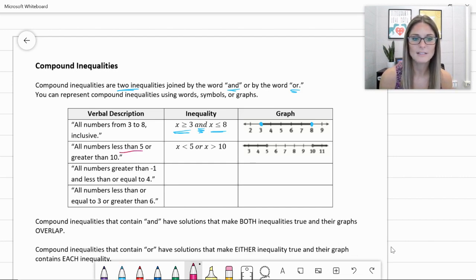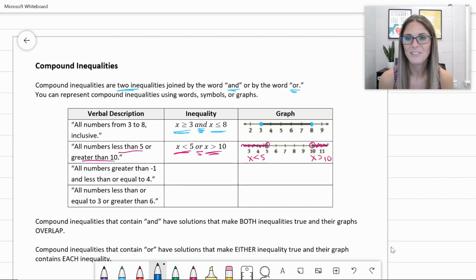Let's look at the second example. All numbers less than 5 or greater than 10. That would look like all the x values that are less than 5, or, that's pretty obvious, all the numbers that are greater than 10. X is greater than 10. Look at our graph. We do have open circles. It's pretty faded, but it's an open circle on 5 and 10, and then it's shading in opposite directions. This is where x is less than 5, and this is where x is greater than 10.